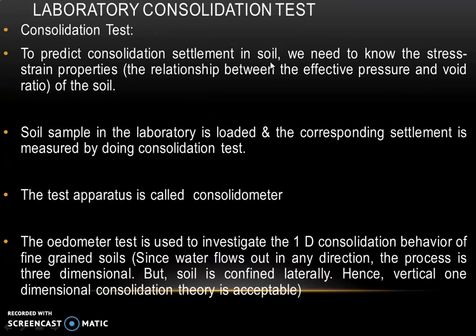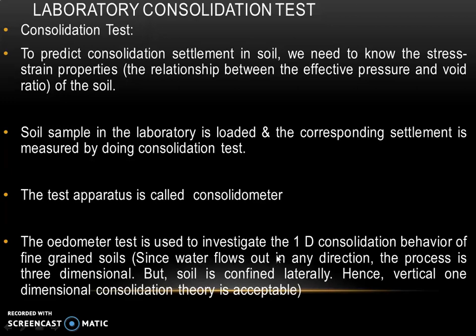To predict consolidation settlement in soil, we need to know the stress strain properties. The relationship between the effective pressure and void ratio of the soil mass has to be found out. The soil sample in the laboratory is loaded, and the settlement of the soil sample due to load being applied is measured by consolidation test. And the test apparatus used is called as consolidometer. The oedometer test is used to investigate the one-dimensional consolidation behavior of fine-grained soils.